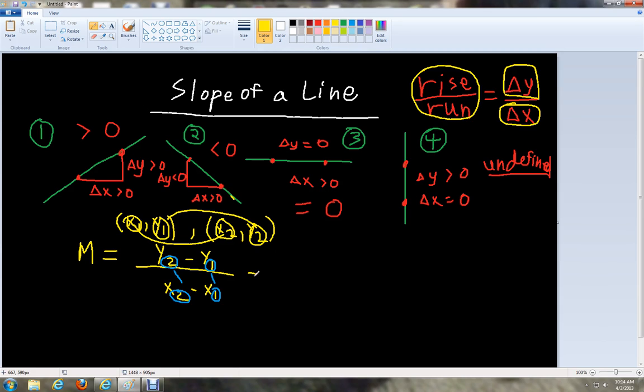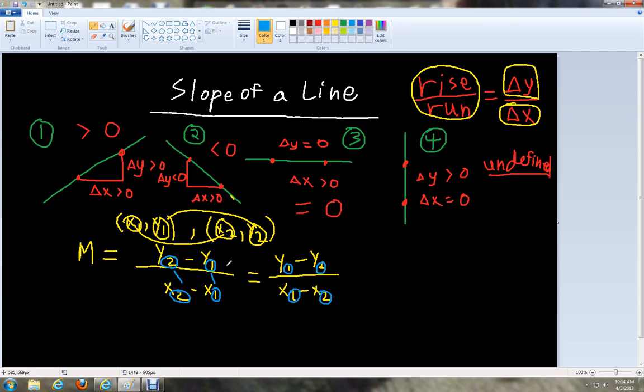You can also do it in the other order. You could also do y1 minus y2 over x1 minus x2. So you can observe that the subscripts are still lined up.